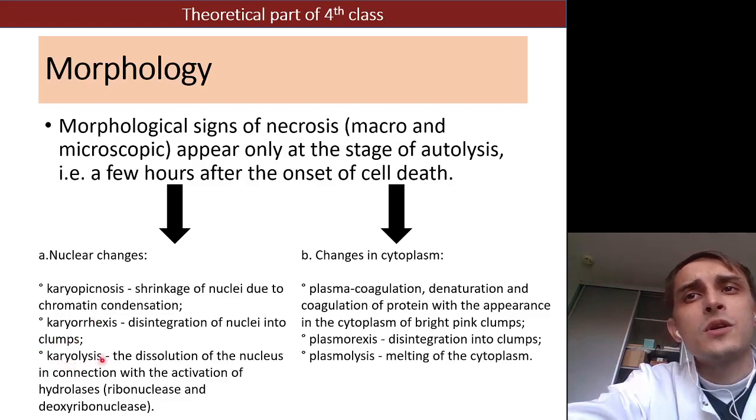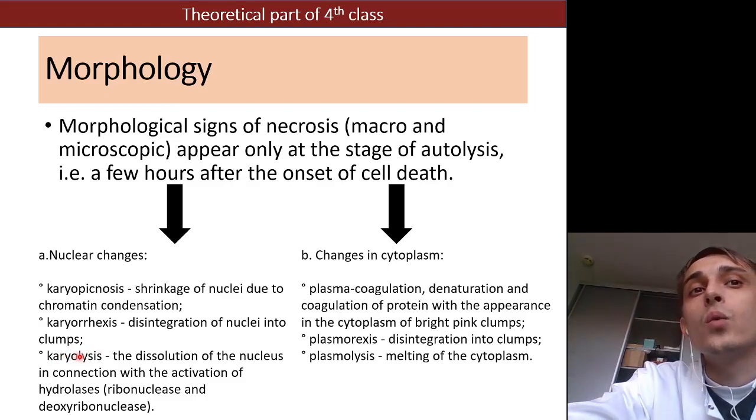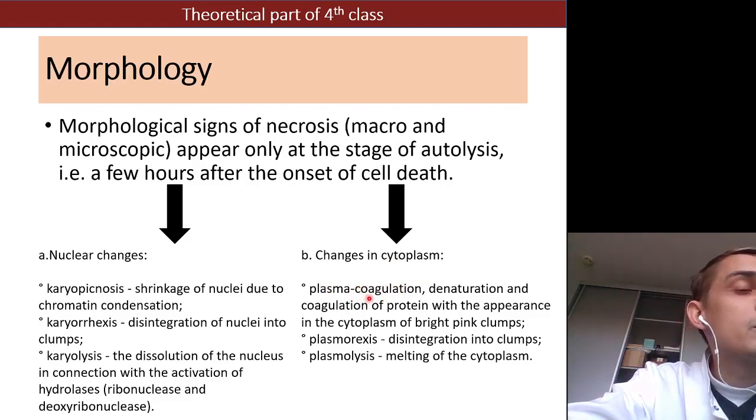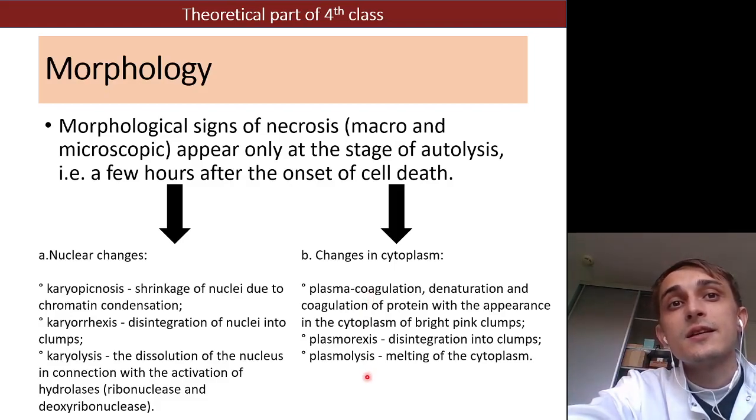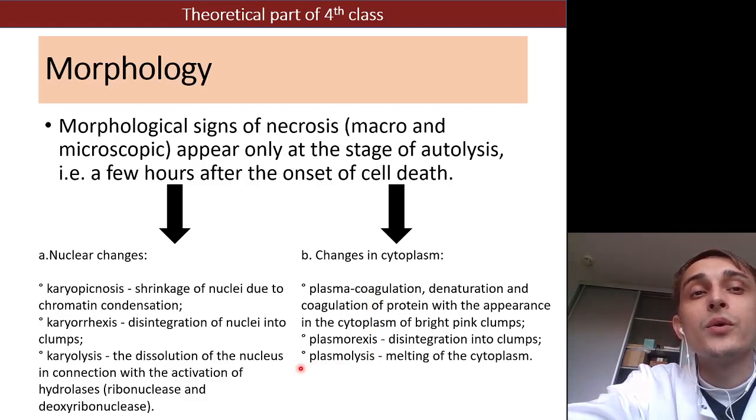But the most typical situation is when we see cells without a nucleus, and when we see a picture like that, we are 100% sure about necrosis in this tissue. We may also see some changes in the cytoplasm: plasma coagulation, plasmorrhexis, with division of the plasma into different particles, and plasmalysis. Plasmalysis is associated with autolysis of the cell, so we will see melting of the cytoplasm and disappearance of the cell.